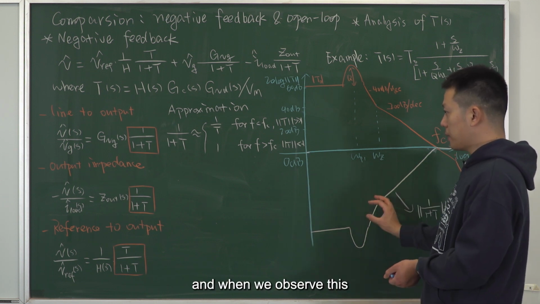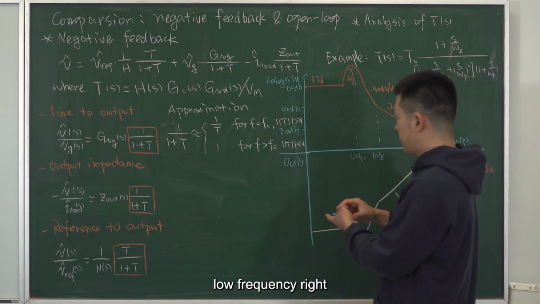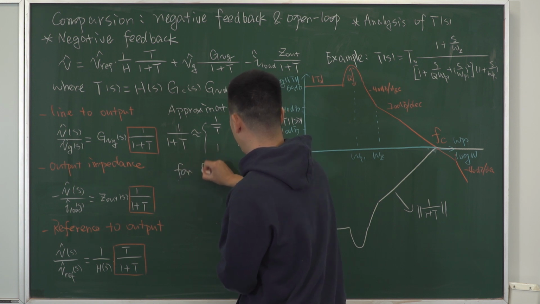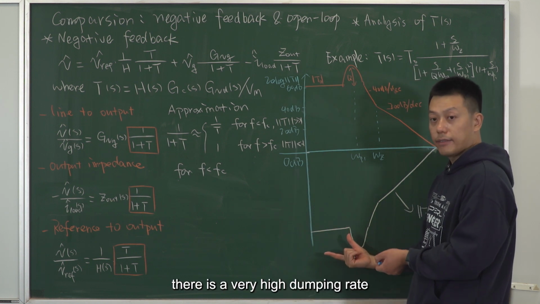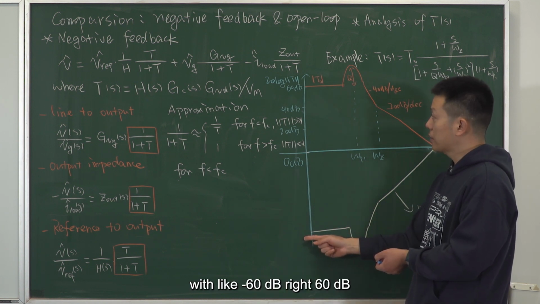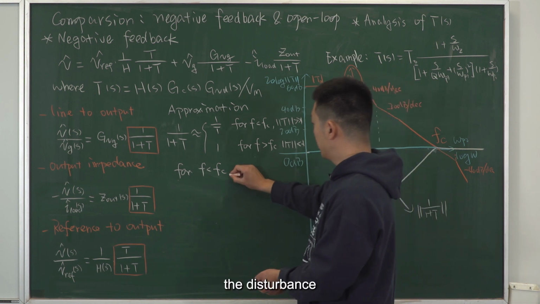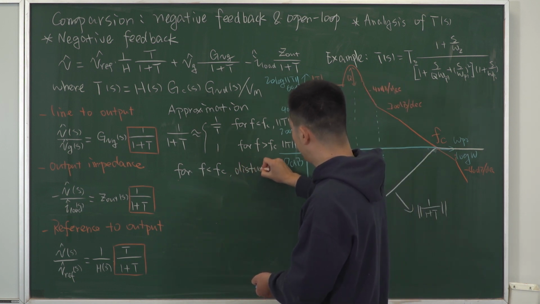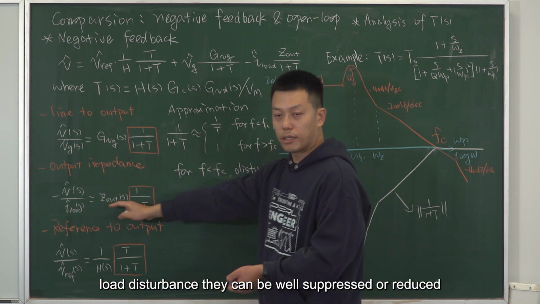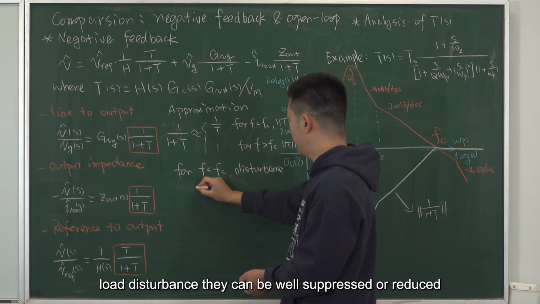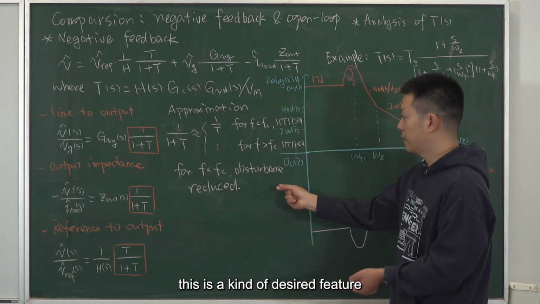And when we observe this Bode plot, we can see that for low frequency, f lower than Fc, there is a very high damping rate, like minus 60 dB. So this means that both the line disturbance and the load disturbance can be well suppressed or reduced. This is a desired feature.